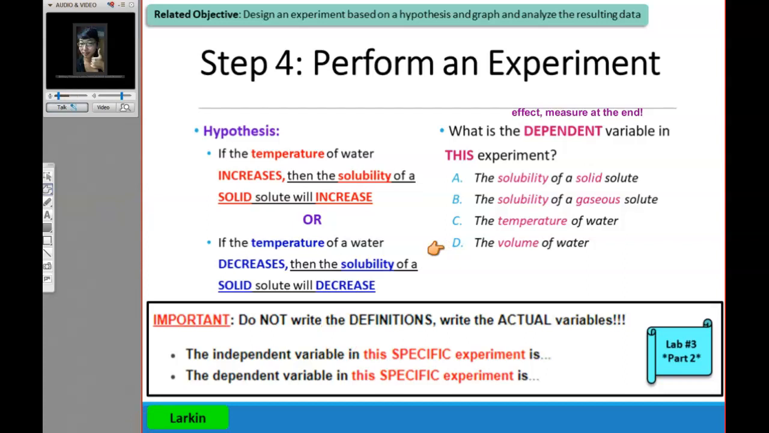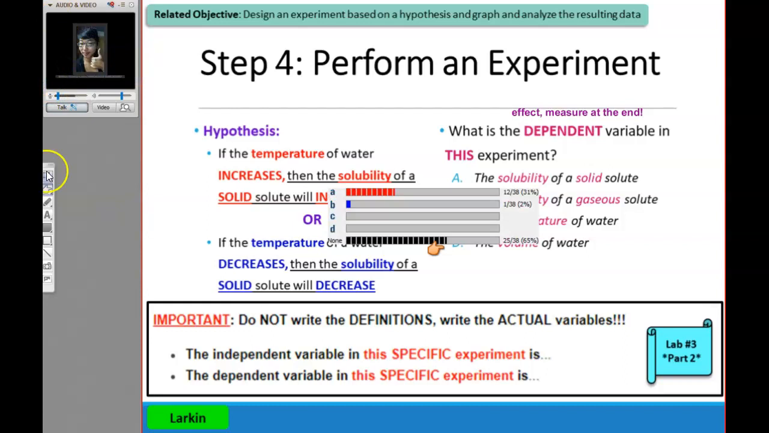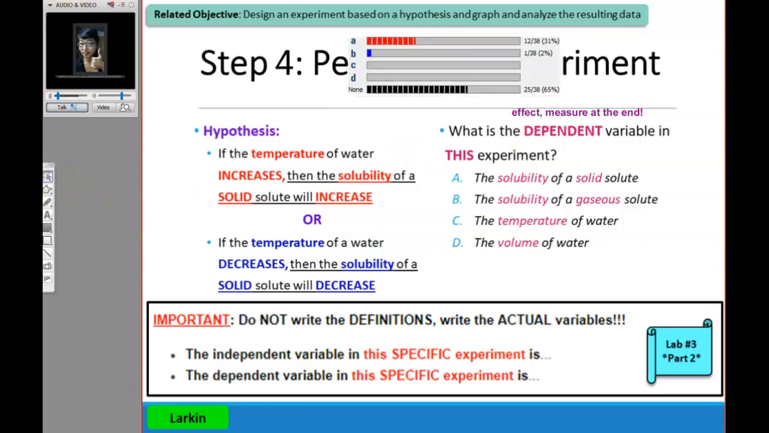Looking good. All right, I have lots of people up there. Let me go ahead and publish our responses, clearing out your old ones. So taking a look here, the correct answer is definitely going to be letter A. You can see here it says the solubility of a solid solute in both of these hypotheses after the then. It just depends on whether or not it's increasing or decreasing. That's the final effect that we're measuring. So this is the correct answer for the dependent variable.